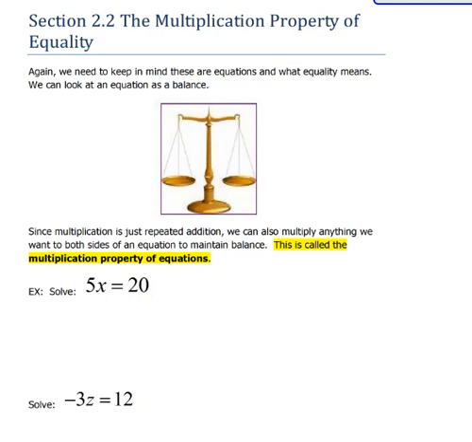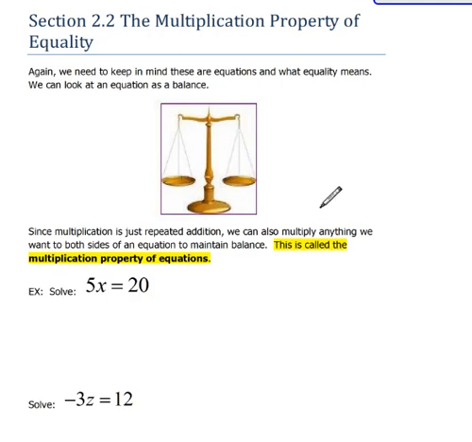Okay, in the last section of videos, we talked about the addition property of equality, and we talked about that you could add anything you wanted to both sides of an equation, and that would maintain balance. So we're still thinking about that giant balance here. We could put anything we wanted on both sides as long as we did it to both sides, and it would maintain that balance.